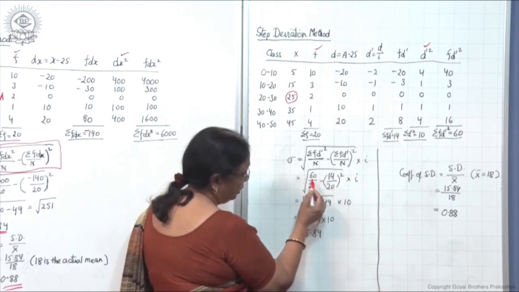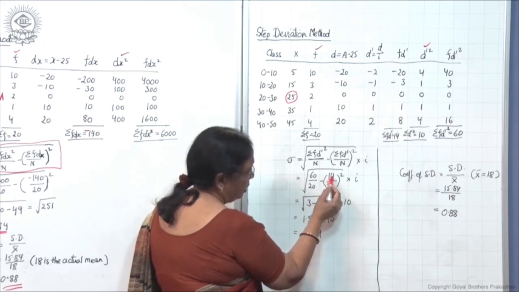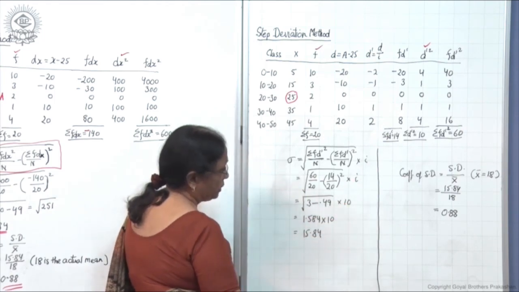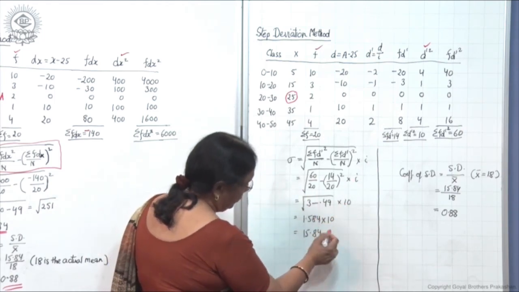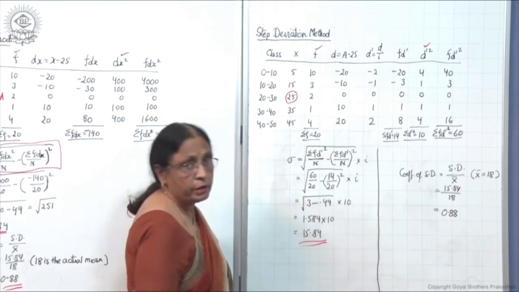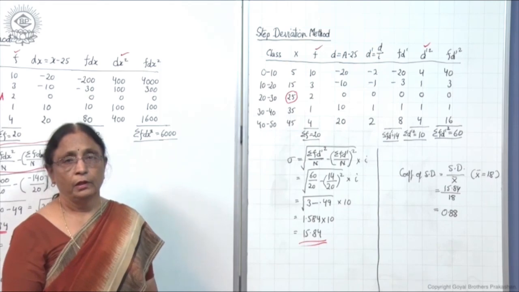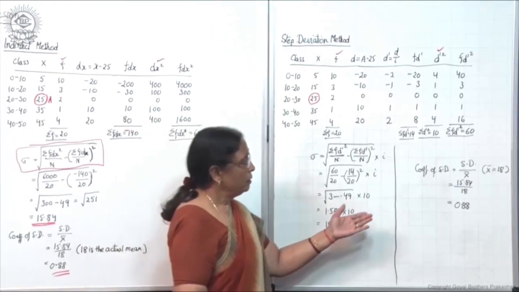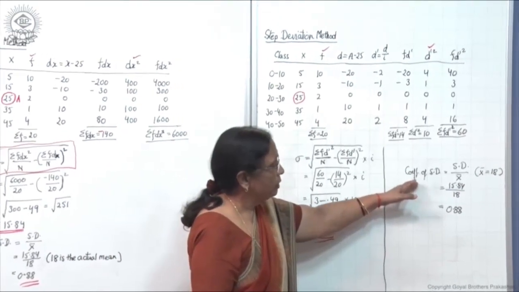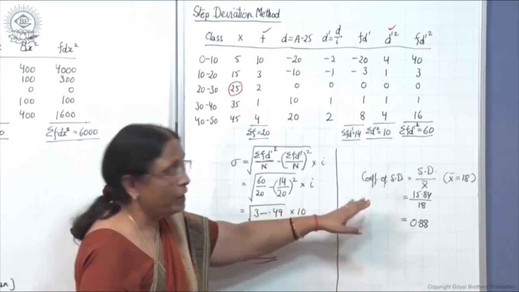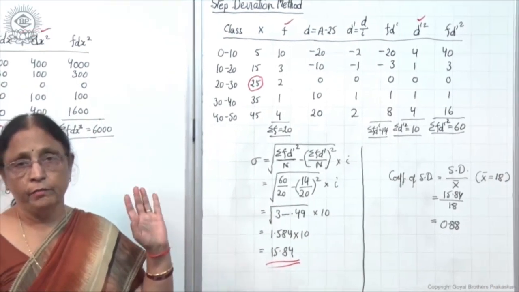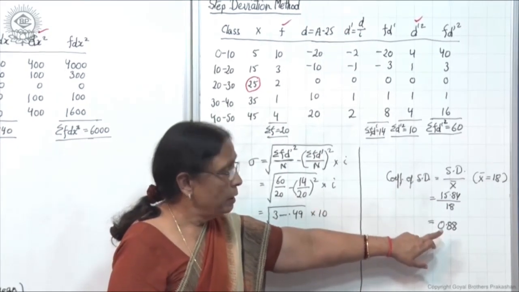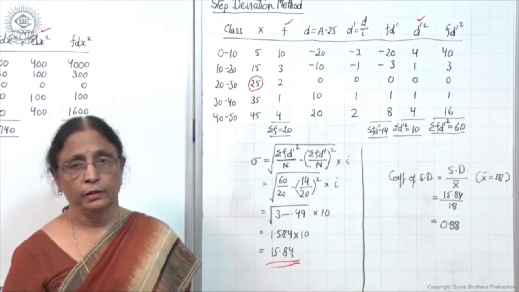This will become 3, since 60 divided by 20 is 3, minus the whole square of 14 upon 20, which is 0.49. I is the class interval, that is 10, and then simplify it, you get the same answer, 15.84, right. This is your standard deviation. And again, in order to find the coefficient of standard deviation, SD upon x bar, we have already taken x bar as 18 by calculating the actual mean. So 15.84 upon 18, and the same answer, 0.88, right.